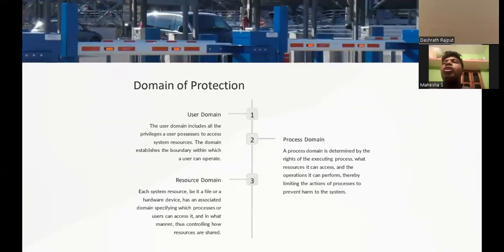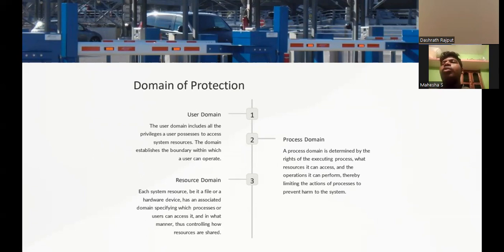Next, we have domain of protection. First one, user domain. The user domain includes all the privileges a user possesses to access system resources. The domain establishes the boundary within which a user can operate.